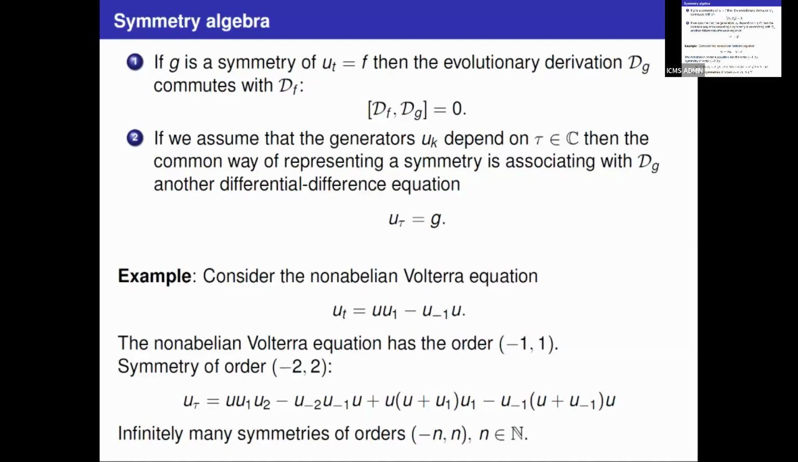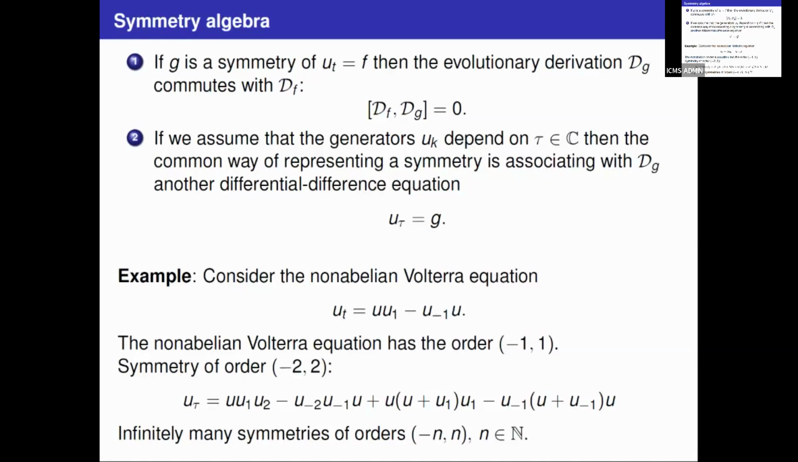Now by the order we will understand a pair: on the left, the most negative shift, on the right, the most positive shift. So in fact, the Volterra equation possesses infinitely many symmetries of all orders -n for every natural n.